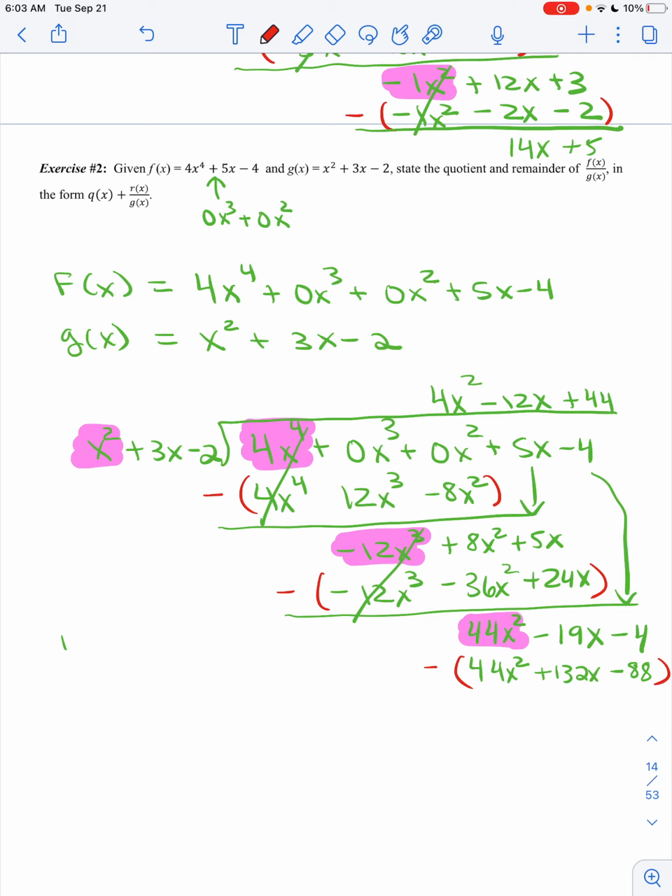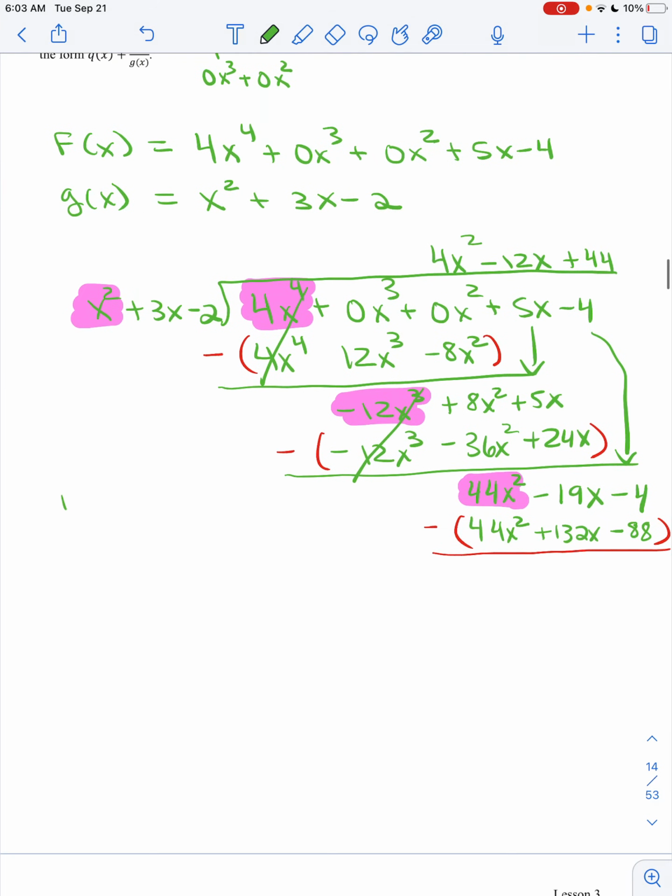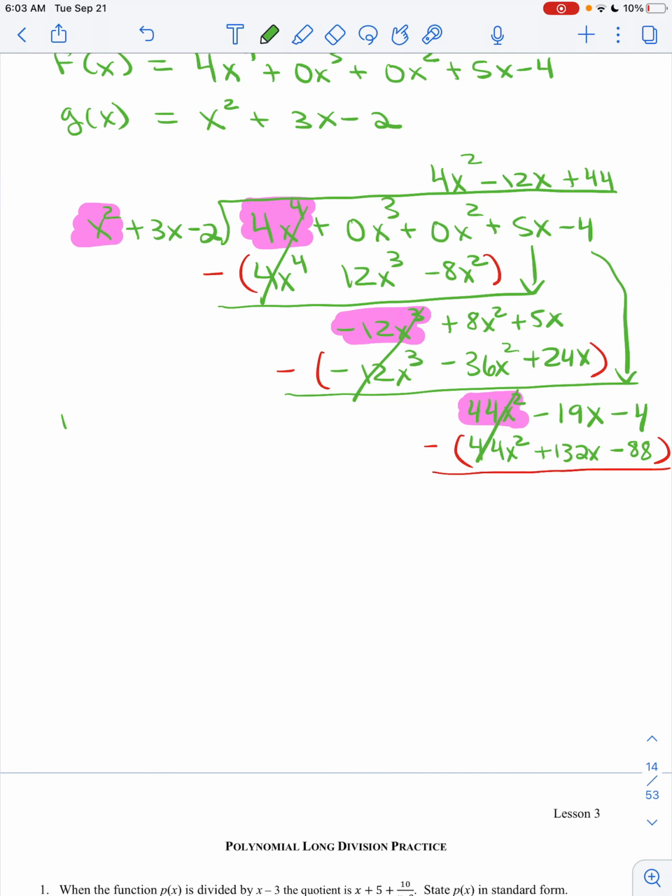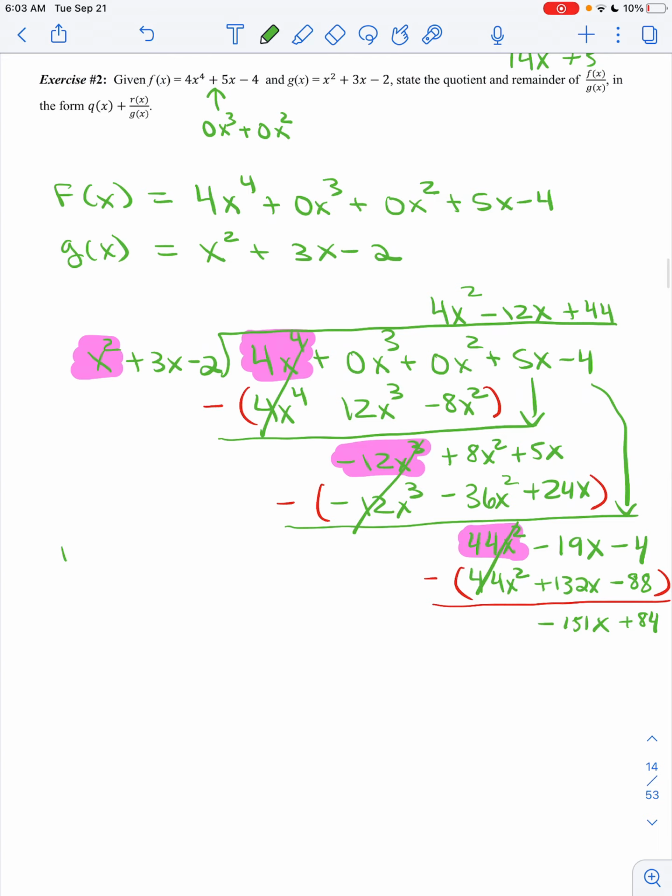Subtract. Okay, so my first term here cancels out. Then I have negative 19x minus 132x, negative 151x. Negative 4 minus negative 88, so that's really like saying negative 4 plus 88, would give us an 84. And that would be our remainder.